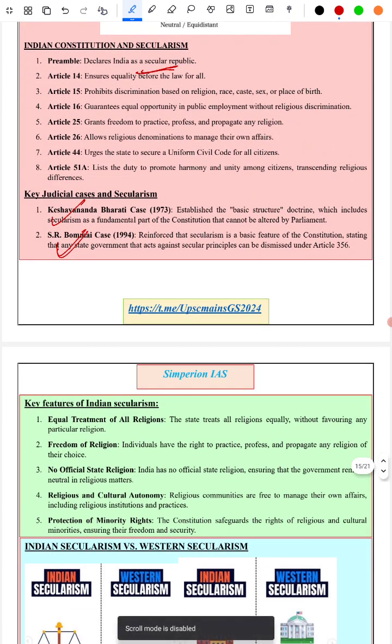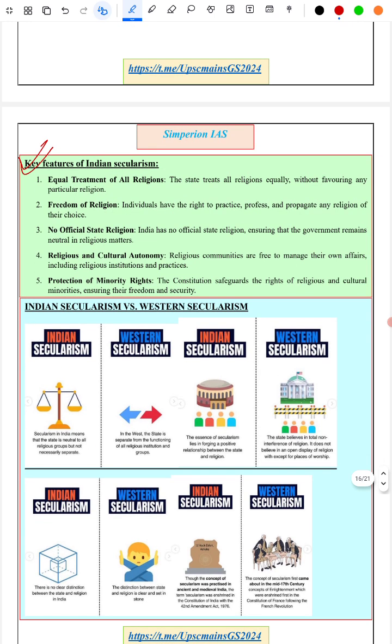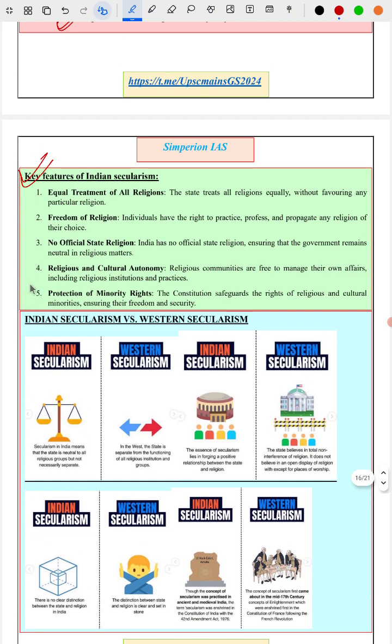And what are the key features of Indian secularism? We have added that, and we have given pictures or an infographic kind of thing to differentiate between Indian and Western secularism, which is one of the very important topics under secularism. This topic has been asked by UPSC at least 3-4 times in the past. Once they asked comparing Indian and French secularism, and most of the time it's between Indian and Western secularism.